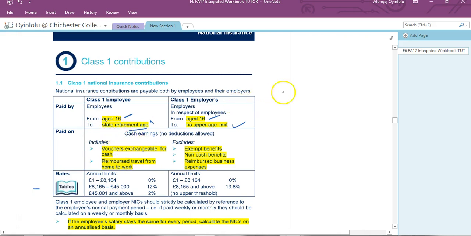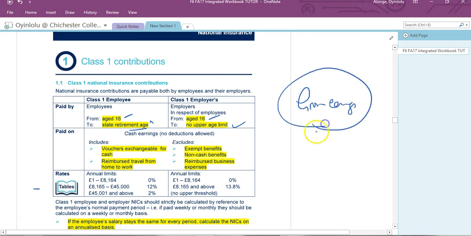In terms of earnings, we are talking about gross earnings before any deductions. That's the key issue here. Whatever your gross earnings are, that's what they calculate national insurance on. So you don't take off any pensions. I repeat that: you don't take off any pension payments or gift aid, nothing like that. Just your gross earnings as your contract states.